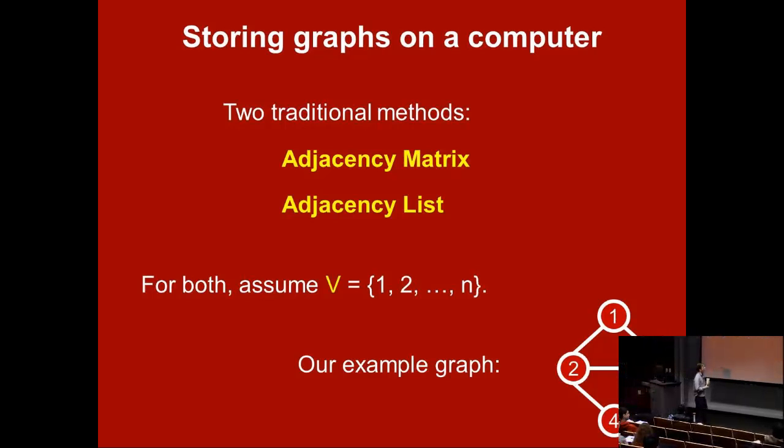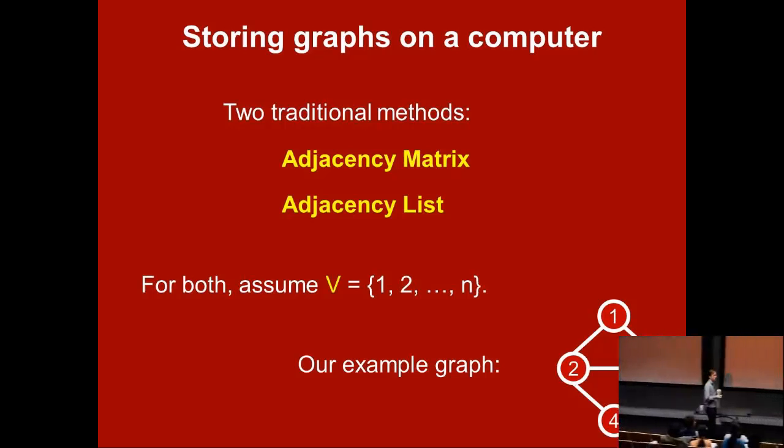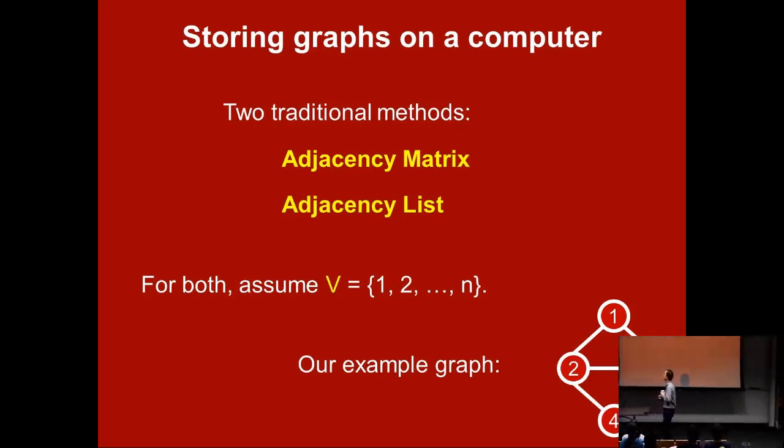Okay, so let's talk about another topic, since this is a computer science class. We need to store graphs on computers. So how can we do that? It's a little tricky, maybe because usually we're used to drawing pictures of them. But eventually they have to go down into some data structures. There are two traditional methods for doing this, called adjacency matrix and adjacency list. To describe them, I'm going to assume that you're storing a graph whose vertex set is just the numbers 1 through n. You can just rename the vertices if that's not the case. And I'll always use this little graph as an example.